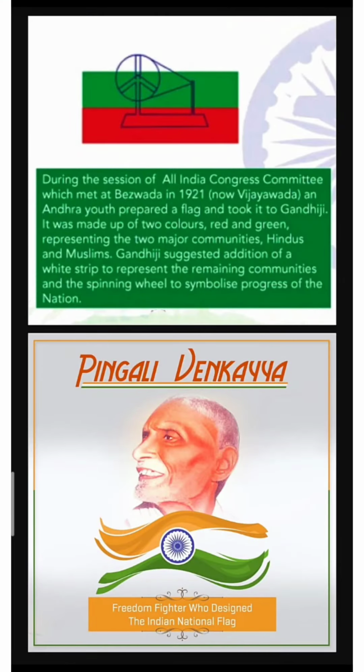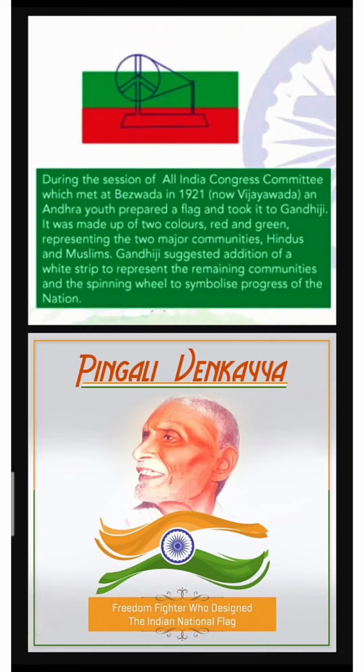During the session of the All India Congress Committee which met at Vijayawada, an Andhra youth named Pingali Venkayya prepared a flag and took it to Gandhiji. It was made up of 2 colors, red and green, representing the 2 major communities, Hindus and Muslims. Gandhiji suggested addition of 1 white strip to represent the remaining communities and the spinning wheel to symbolize progress of the nation.